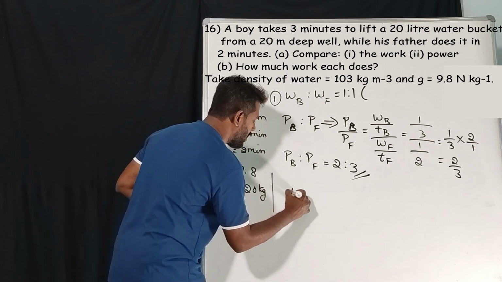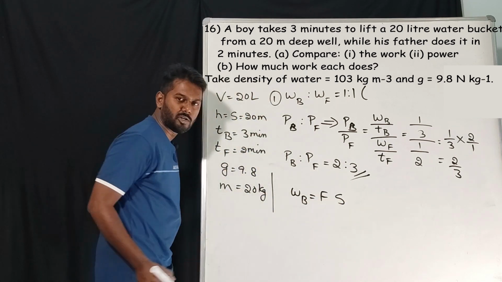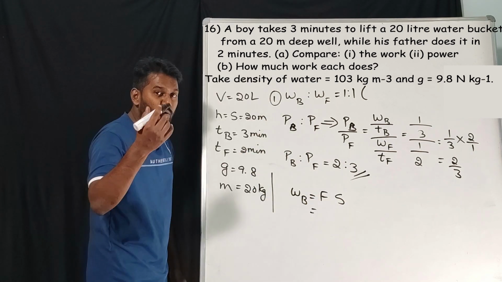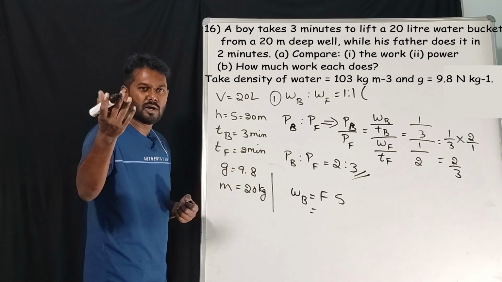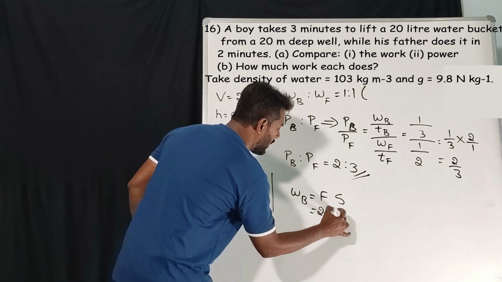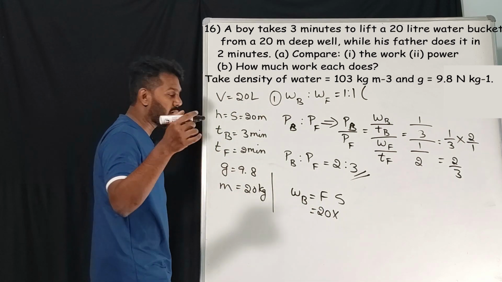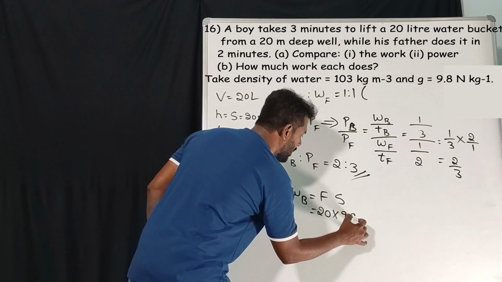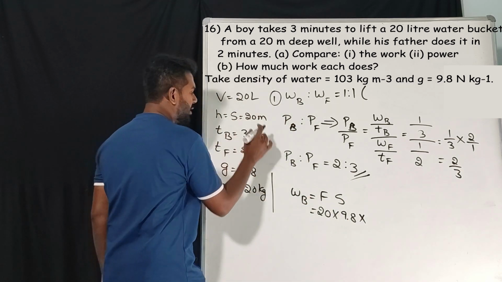Next we have to find the work done by each. Work done by the boy is force into displacement. We don't have the force value. How can we find the force value? Mass into gravity value. So what is the mass? That is 20 kg. What is the gravity value? Here in this question they have given 9.8, so we have to take 9.8. Don't take 10 all the time. Displacement is 20 meters.